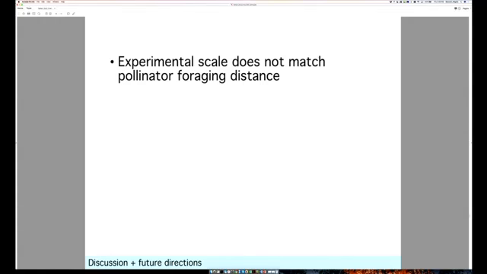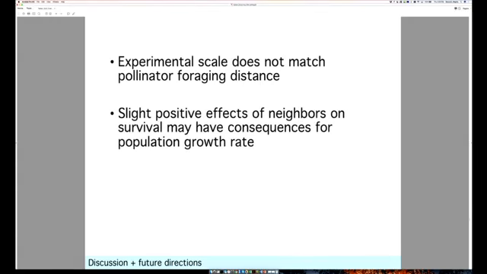And so to bring it back to the theme of this symposium, the experimental scale that I asked the pollinator visitation rate question at doesn't match pollinator foraging distance. So pollinators may forage up to 3 kilometers, and I was manipulating flower density at 2 by 2 meter plot levels. So thinking about experimental design in the future. And I did see the slight positive effect of neighbors on survival, which may have some small consequences for population growth rates. So right now I'm taking these data and building a demographic model to ask this question.